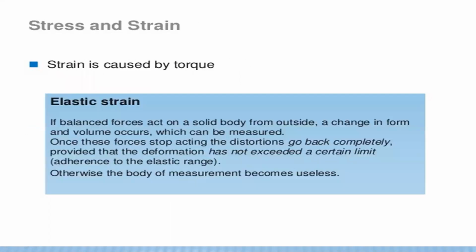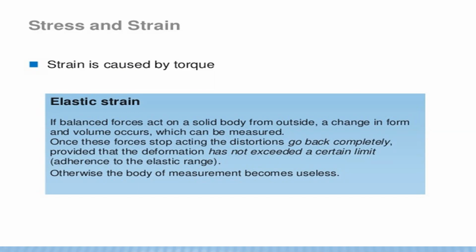Okay, and what is stress and strain? How to develop a torque by using strain? Strain is caused by torque. If tensile strains are acting on that body, the torque is developed on that body. If the strain acts on the body in different directions, that is angular directions or vertical directions, any type of directions, the body should rotate.